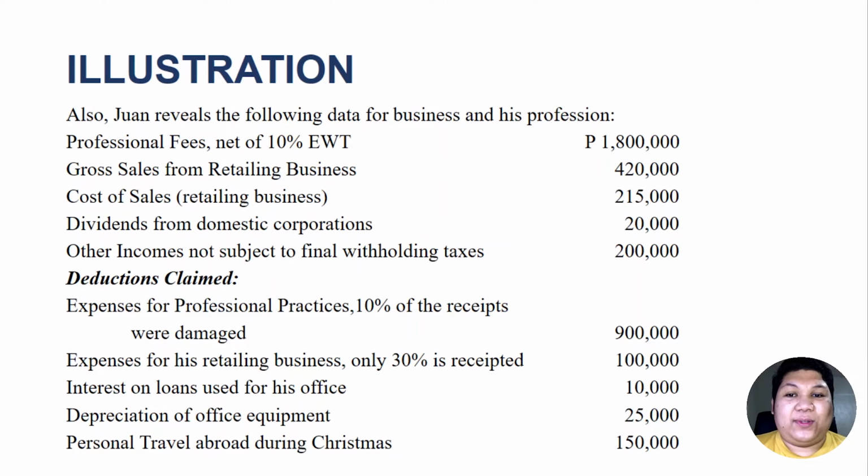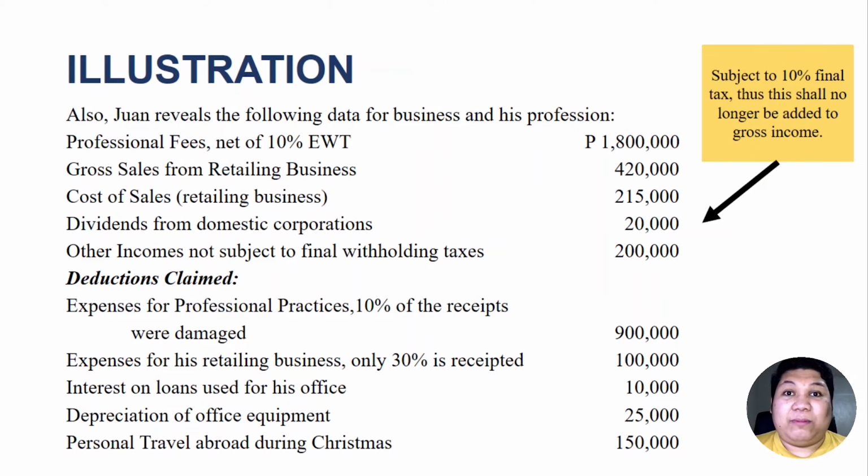We will just have to analyze what are these items. So this gross sales is taxable also, and these dividends from domestic corporation are subject to a final tax which is 10%. Therefore, these dividends will no longer be added to Juan's taxable income. But the other incomes not subjected to final withholding taxes of 200,000 shall be added to Juan's taxable income.